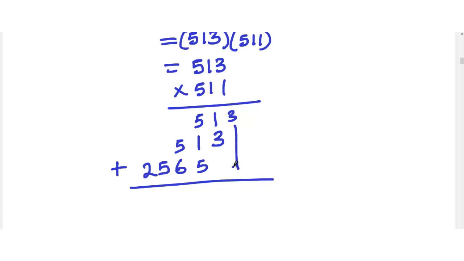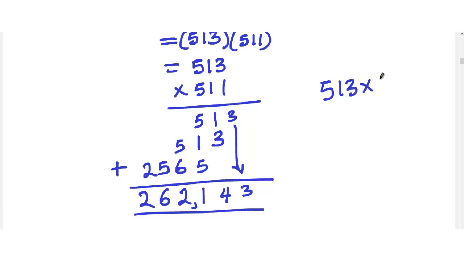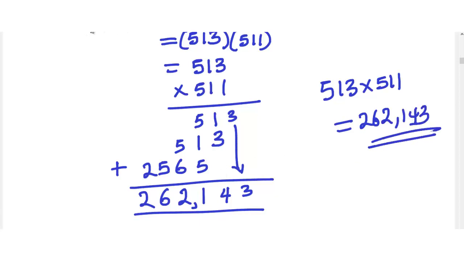So what we'll do now is to add. You bring this down. Everything here is 0. So this will be 3. 3 plus 1, this will be 4. 5 plus 1, 6. 6 plus 5, that is 11. You write 1, you keep 1. 6 plus 5 is 11 plus 1, 12. You write 2, you keep 1. That 1 plus this 5, that is 6. Then you have 2. So your final answer in this case is 262,143. So what we are trying to say in essence is that 513 times 511 is equal to 262,143.